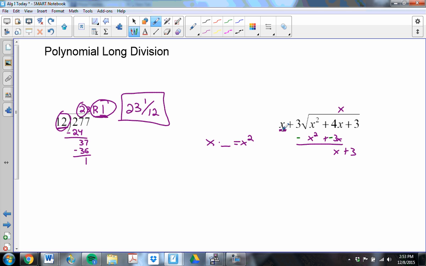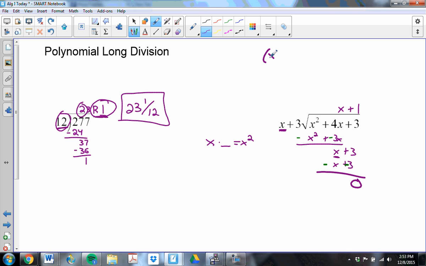Now, x goes into x one time. So I do 1 times x is x, 1 times 3 is 3. I'm going to switch these signs because I'm subtracting. And when I'm all said and done, I get 0. This means that this had no remainder. X plus 3 can divide perfectly into x squared plus 4x plus 3 with nothing left over.